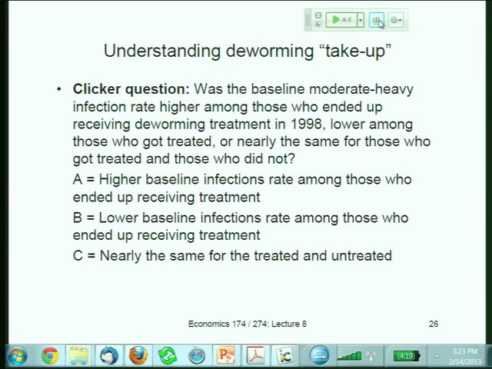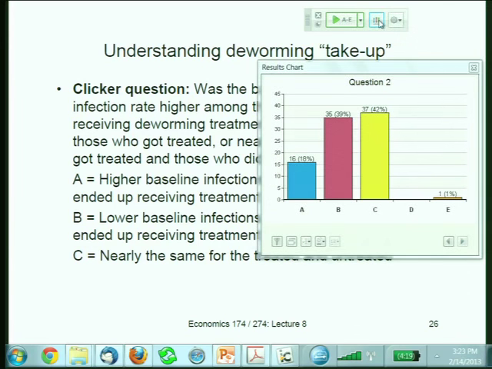Okay, so it's pretty interesting. You guys were pretty evenly split. So most people said, or the largest number said, kind of even. A bunch thought that the people who ended up getting treated were actually going to be a little bit healthier. They were going to kind of select in that way, but a lot thought that maybe sicker people ended up getting treated. So what does it look like?